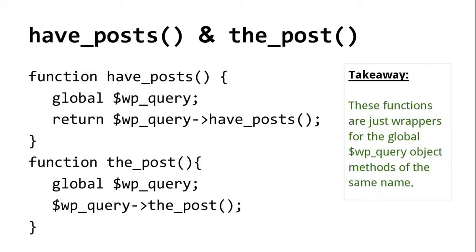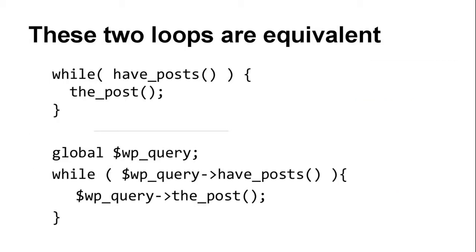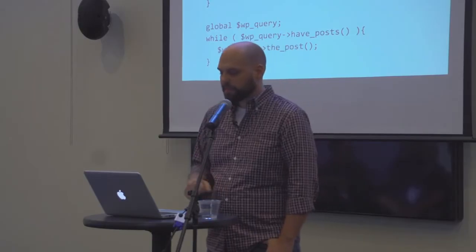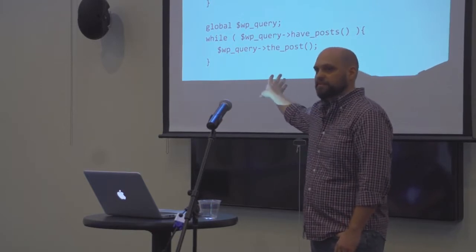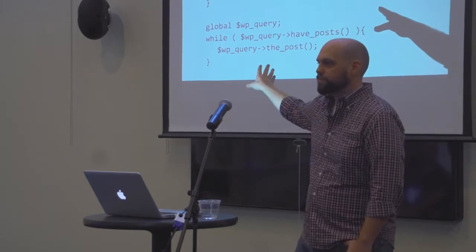So this is a copy of the functions have_posts and the_post. And the takeaway from this is that these functions are just wrappers for the global WP_Query object. So what we can say is that these two loops are equivalent to each other. And if you can become comfortable with this, then you can become comfortable with executing your own WP queries. Does anybody have a question about this before stepping forward?